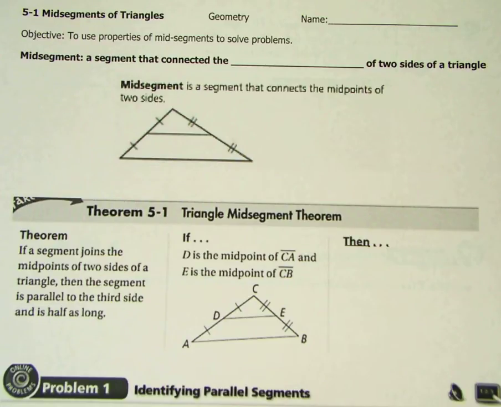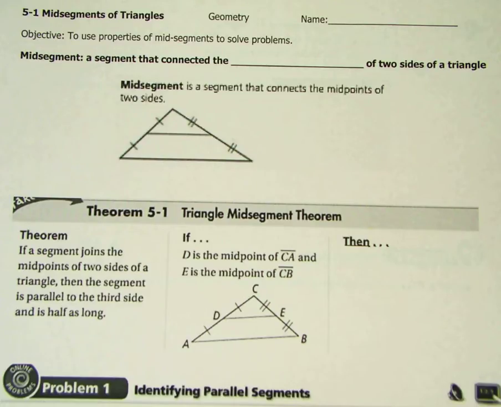Okay, so now we're going to be starting Chapter 5, and Chapter 5 is about the relationships within triangles. Our first section is about midsegments of triangles. Our objective is to use properties of midsegments to solve problems. So we're going to take a first look at the definition of midsegment.